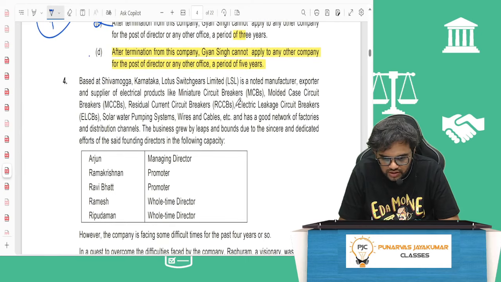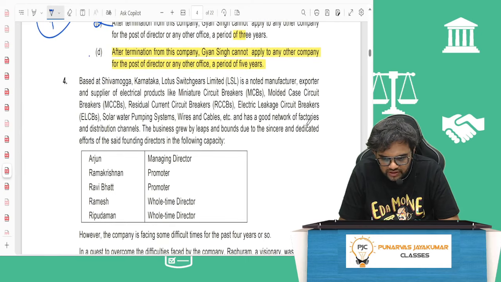Based at Shivamogga, Karnataka, Lotus Switchgears Limited is a noted manufacturer, exporter, and supplier of electrical products like miniature circuit breaker (MCB), molded case circuit breaker (MCCB), residual current circuit breaker (RCCB), electrical leakage circuit breaker (ELCB), solar water pumping system, wires and cables, and has a good network of factories and distribution channels. The business grew by leaps and bounds due to the sincere and dedicated efforts of the said founding directors: Arjun, MD; Ramkrishnan, promoter; Ravi Bhatt, promoter; Ramesh, whole-time director; Ripu Daman, whole-time director.